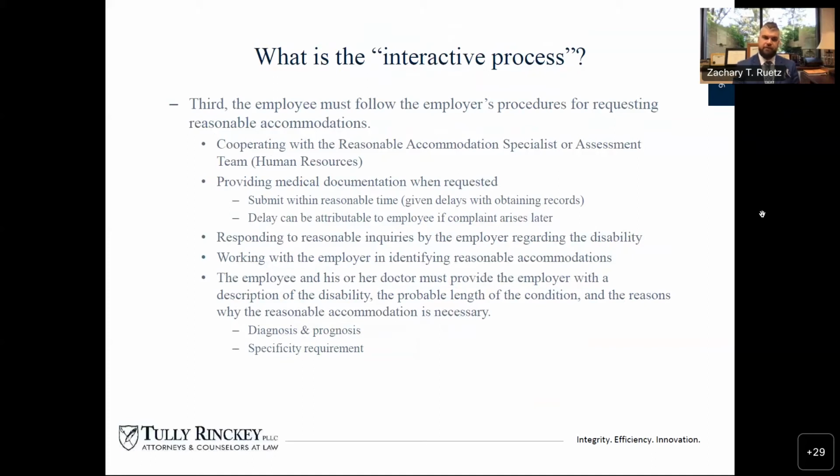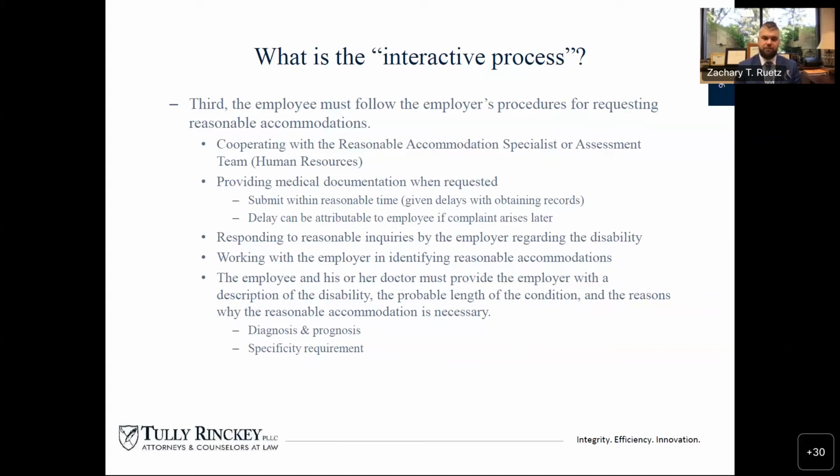The third thing in the interactive process is following the procedures for requesting accommodations. This is where the SOP kind of comes into play. Cooperating with the reasonable accommodation specialist or committee or the assessment team. And these will be members of human resources that are not directly connected with your supervisor or management chain, but you can provide medical documentation and private information to. And that does include providing that medical documentation when it is requested.